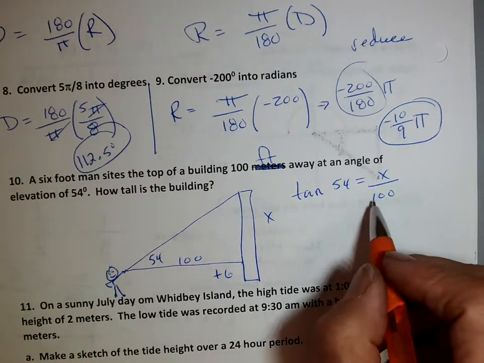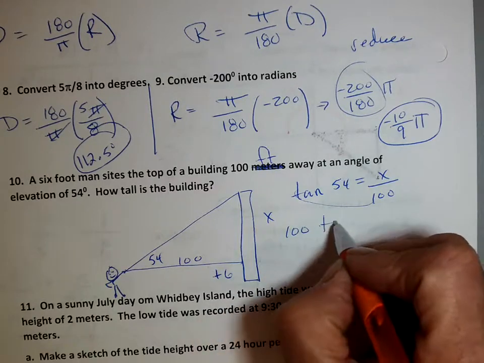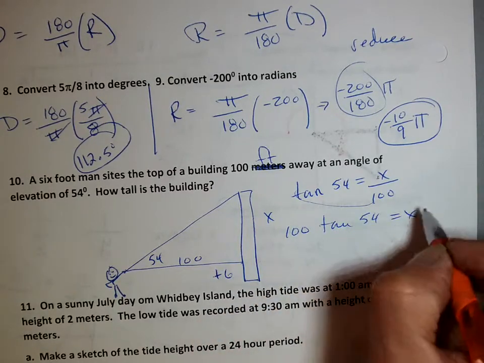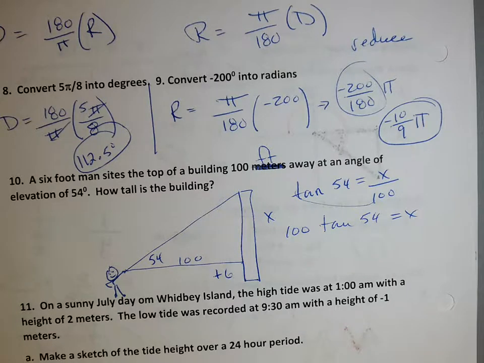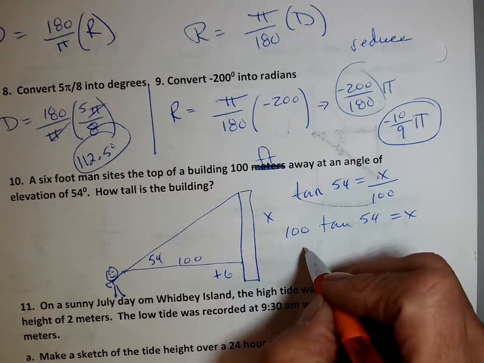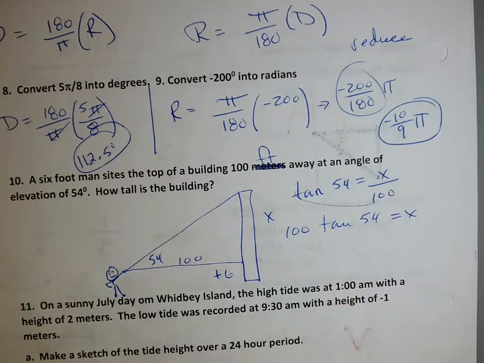Multiply by 100. I'm going to go 100 tangent of 54 equals x. Is that 137.6? Oh, no, I think I'm wrong. You've got to multiply 100 by tangent 54. I got about 67.4. Plus 6? That can't be right. No, it's 137. You're on the wrong mode. Oh, you've got to make sure you are in degree mode. Oh, okay, that's what I meant.